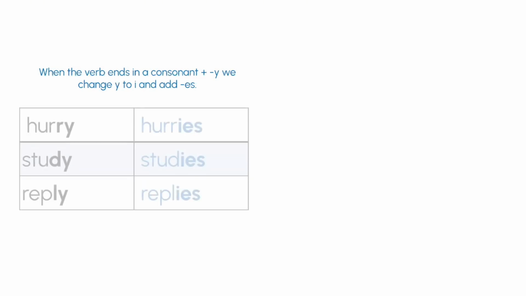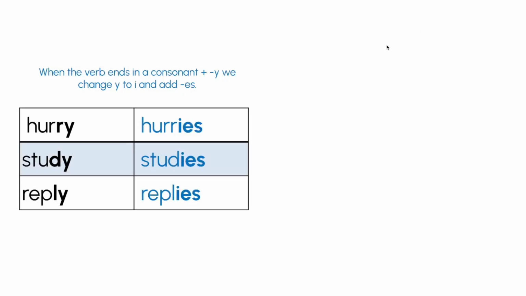When the verb ends in a consonant and the letter Y, we change the Y to an I and add es. So hurry becomes hurries. Notice how we replaced the Y with IES. Then study becomes studies, and reply becomes replies. So for these, the pronunciation is just adding an S sound to the end, and only the spelling is different.